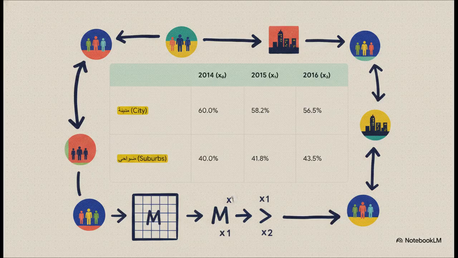And this is the beauty of the chain. We started in 2014 and predicted 2015. Now we can just take our 2015 result as our new current state, multiply it by the same matrix, M again, and predict 2016, and so on, as far into the future as we want.